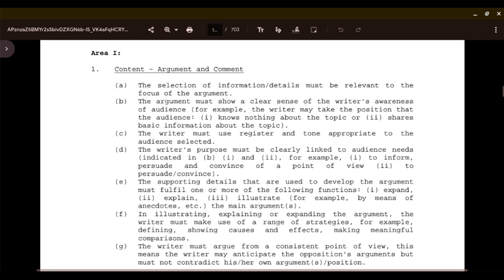If we are here talking about the best coffee houses or the best coffee, let's not talk about soft drinks. If you're bringing soft drinks into the argument, there must be a clear link. B, the argument must show a clear sense of the writer's awareness of audience. The writer must take the position that the audience knows nothing about the topic or shares only basic information about it. So you have to think about it.